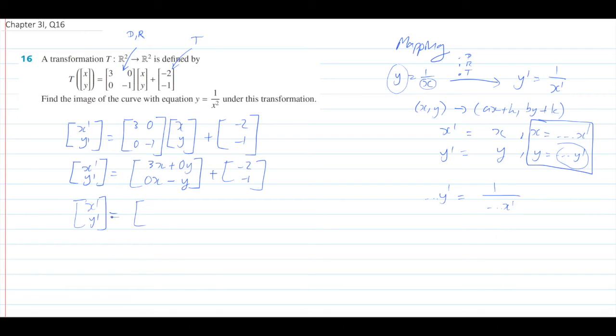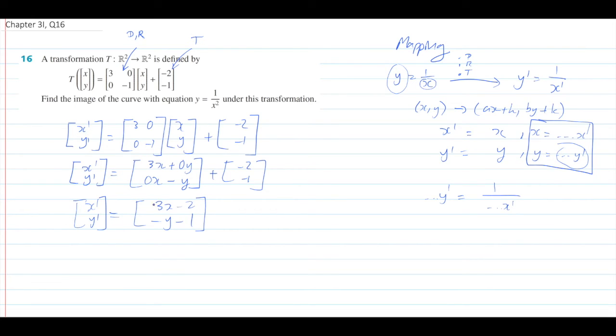So x prime, y prime. Because that's just 2 rows, and that's also 2 rows, 1 column, you can add them together. They have the same dimensions. So 3x plus 0y minus 2. So we get 3x minus 2. And then 0x minus y minus 1. You get minus y minus 1.